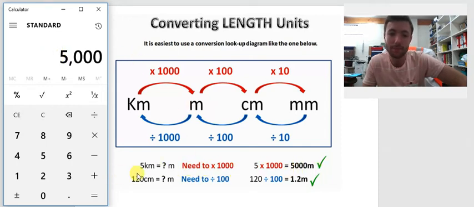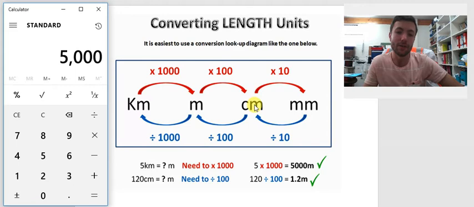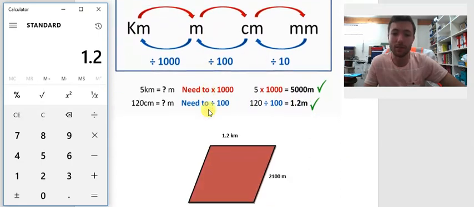Looking at the next one, we've got 120 centimeters into meters. So we're going from centimeters into meters. There's 100 centimeters in a meter, so we're going to divide now. 120 centimeters divided by 100, because we're going from centimeters to meters, gives us 1.2, and then make sure we keep the meters on there. So it's 1.2 meters.